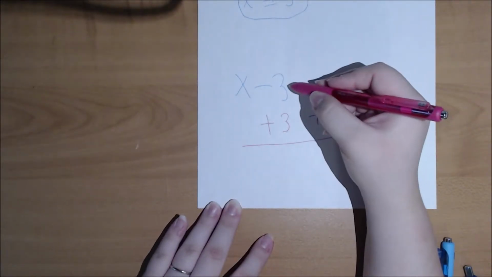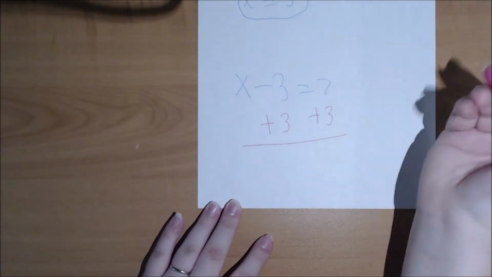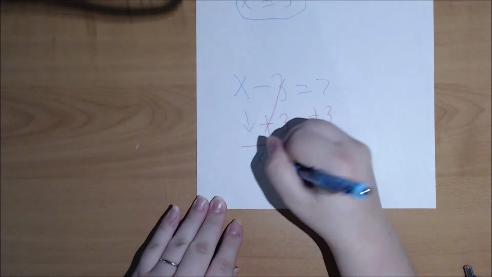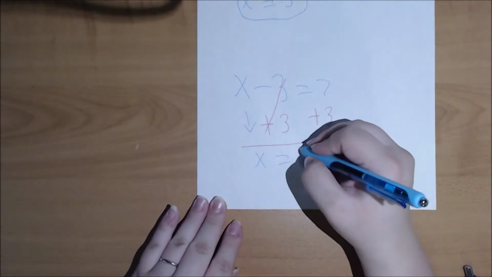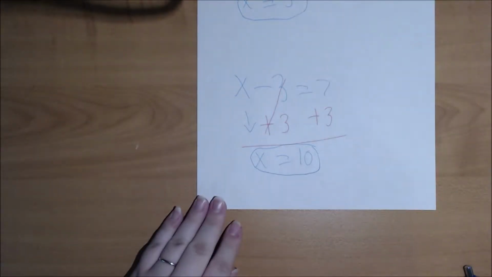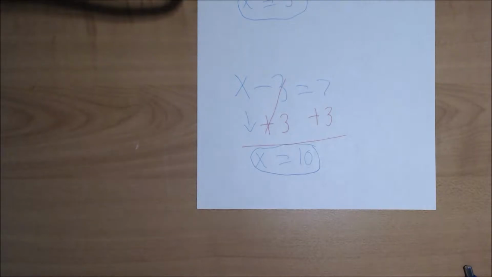So negative 3 plus 3 is 0, so they're going to cancel. I'm left with x equals 7 plus 3 is 10. Okay. So that's some relatively simple addition and subtraction. Okay, next we're going to try a multiplication one.